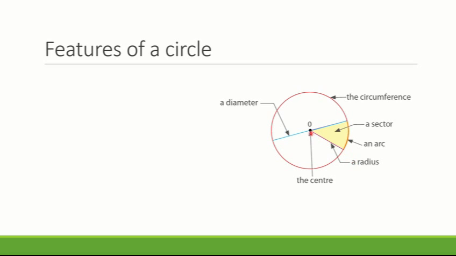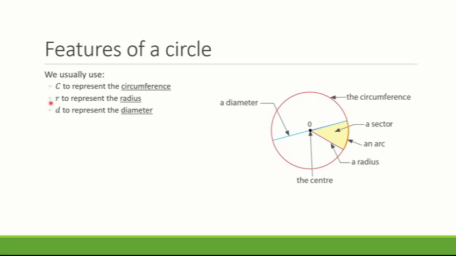The radius, this red line over here, is from the center point to the circumference, and you'll also notice that the radius is half of the diameter, or the diameter is twice the radius. The piece of pie over here is called a sector, and the orange line there is the arc.